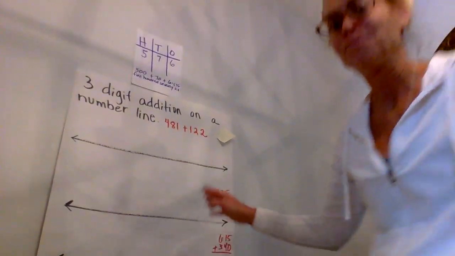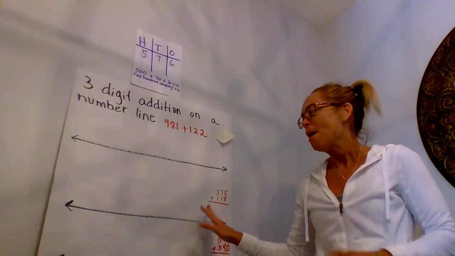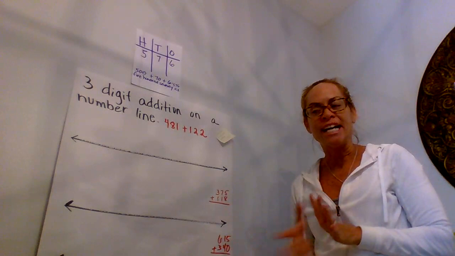We are going to be adding three-digit numbers using a number line. I believe we started doing this before we left school, but I'm going to review it today, all right?